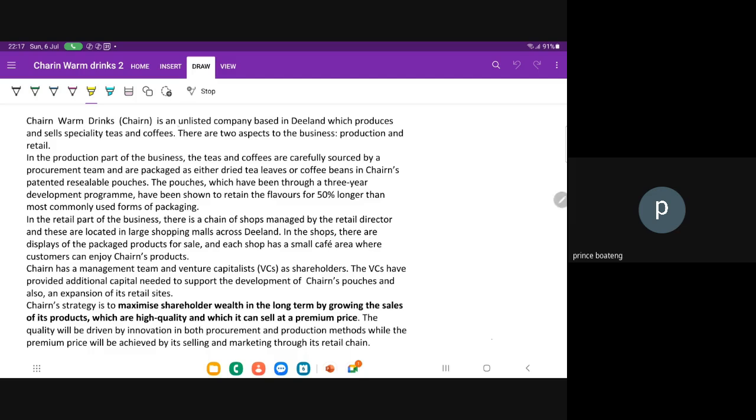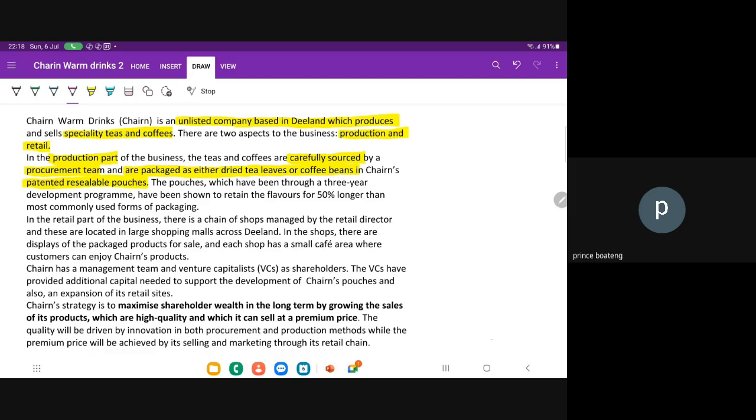Sharon Warm Drink is an unlisted company based in D-Land which produces and sells specialty teas and coffees. There are two aspects of the business. The first one is production and the second one is retail. So the company is producing and the company is also selling. In the production part of the business, the teas and coffees are carefully sourced by a procurement team and are packed as either dried leaves or coffee beans in the company's resealable pouches.